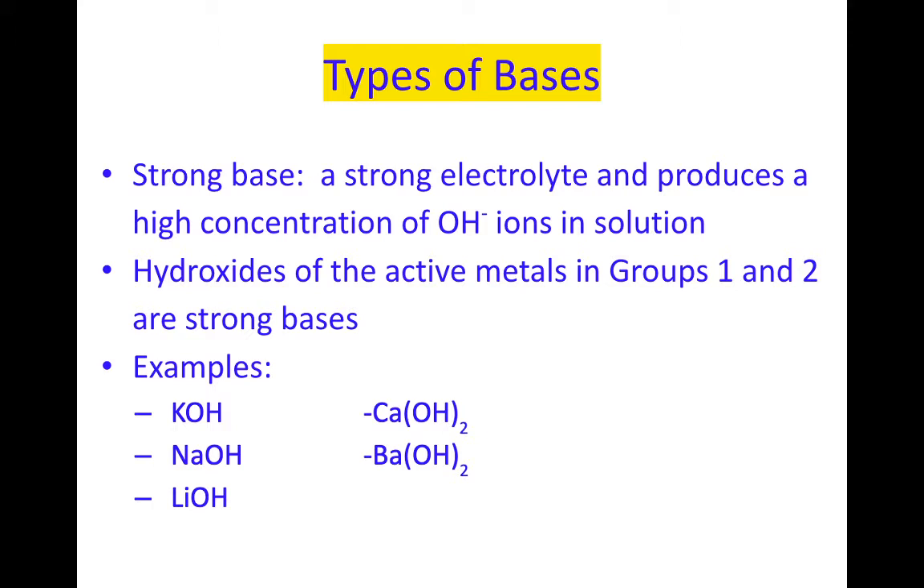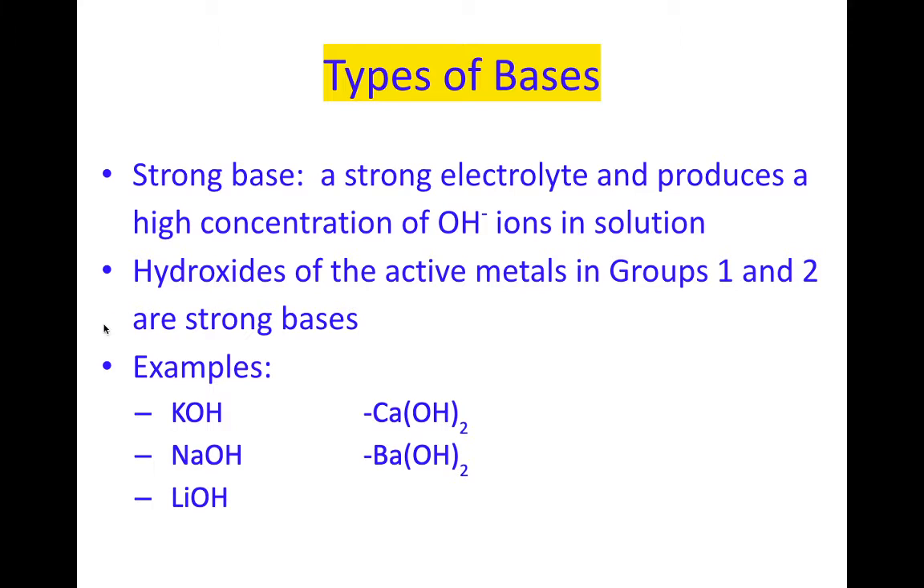Okay, likewise, we have strong and weak bases. A strong base, again, like a strong acid, is a strong electrolyte, and it will ionize completely and produce a high concentration of OH, or hydroxide ions, in solution. Your strong bases pretty much are going to be hydroxides of the active metals in groups 1 and 2. So again, group 1 on the periodic table, that's going to be the first column. Group 2, the second column. Both of those columns of metals, when those metals combine with OH, hydroxide, they form a strong base.